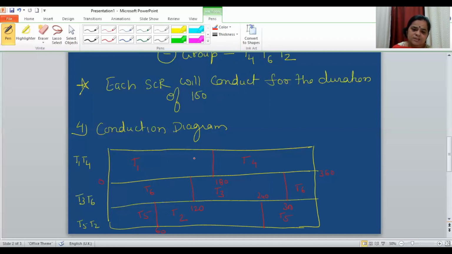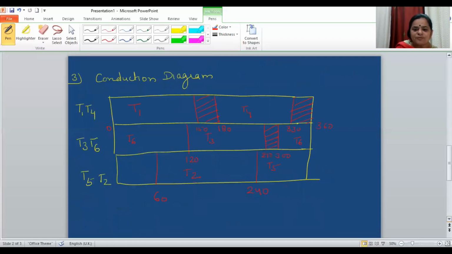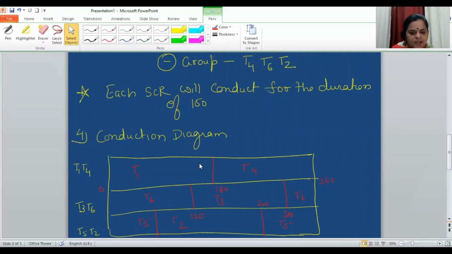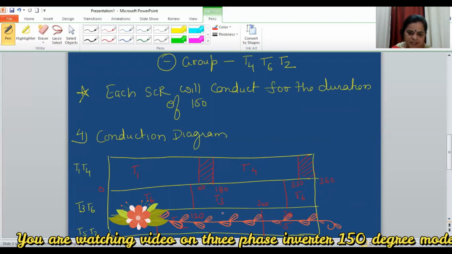Now, as per the third assumption, as we are talking about the 150 degree mode operation, each SCR is going to conduct only for a 150 degree duration. So if T1 starts conducting at 0, it can conduct only up to 150. So 150 to 180 will be the duration when no SCR is conducting. If T4 starts conducting at 180, it can conduct only up to the next 150, that is up to 330, and 330 to 360 will be the duration when no SCR is conducting.